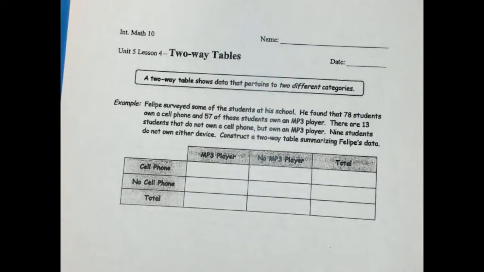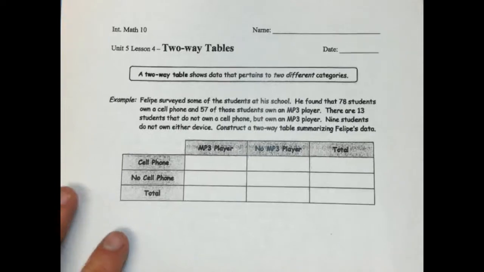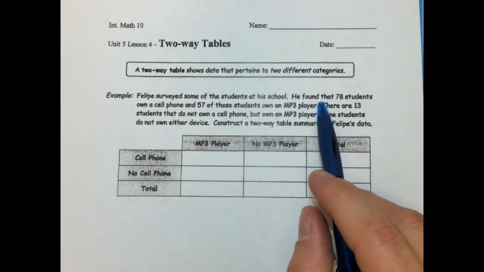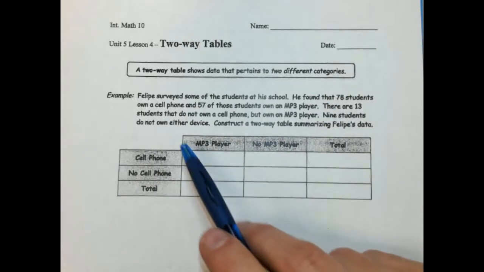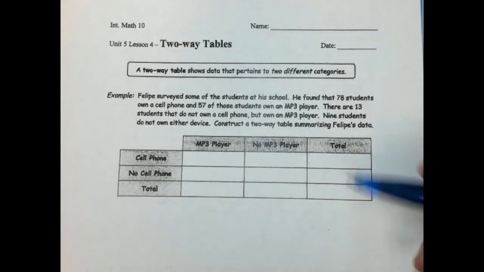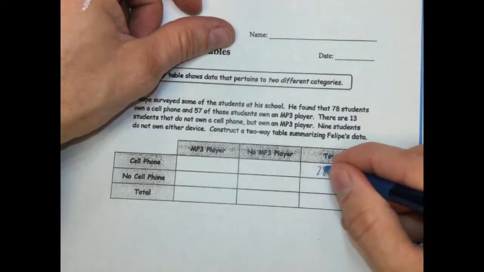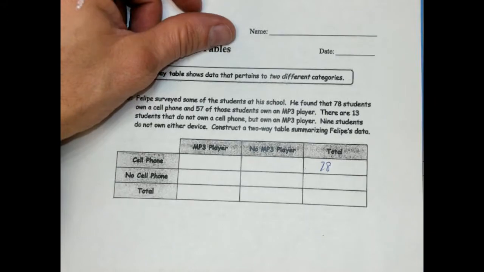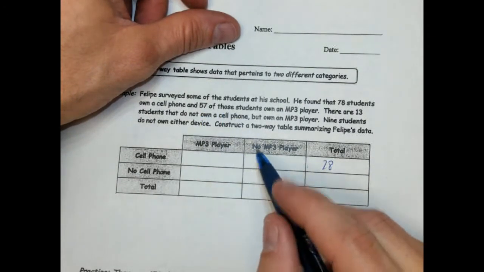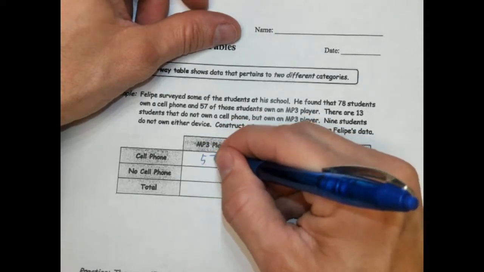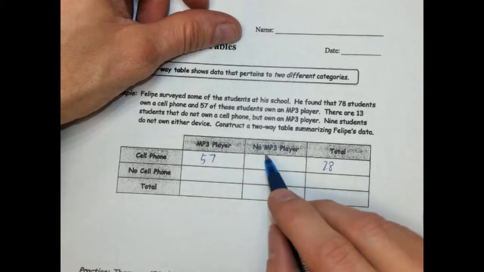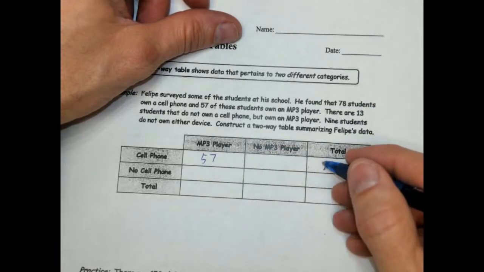Okay, so let's look at this. These can be quite confusing if we're not familiar with them, so let's start with what we have. We found that 78 students own a cell phone. So 78 total, it's going to go here. We know that 57 of those students own MP3 players, so this would be 57, because this is cell phone and this is how many of them own an MP3 player. We don't know how many don't, but we can easily figure that out, which we'll show you in a moment.